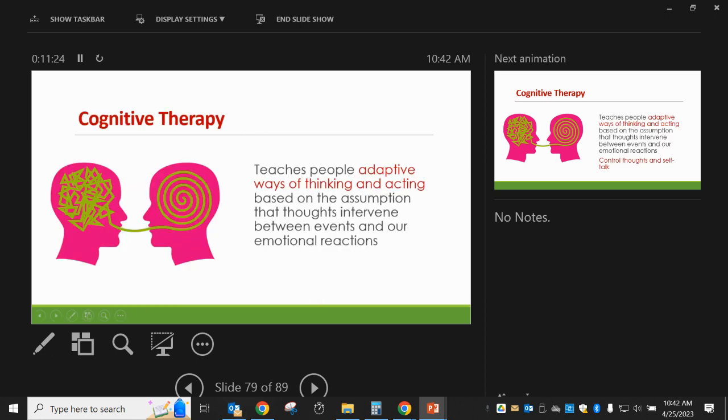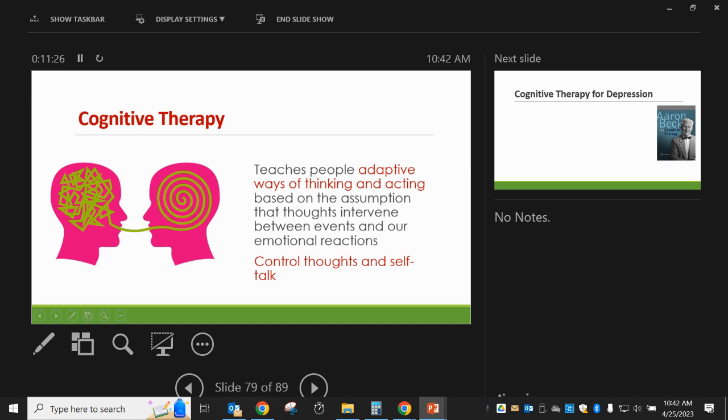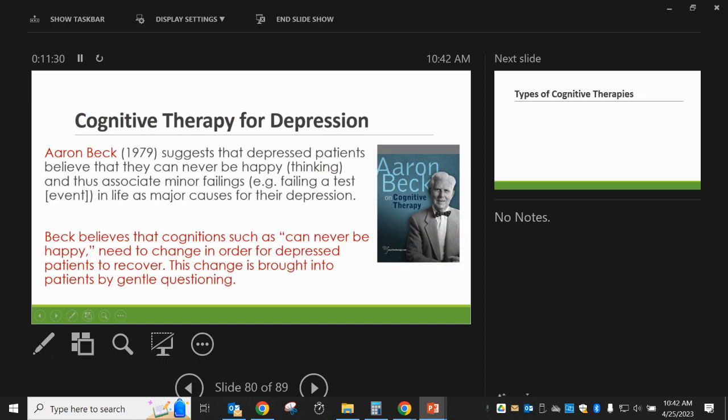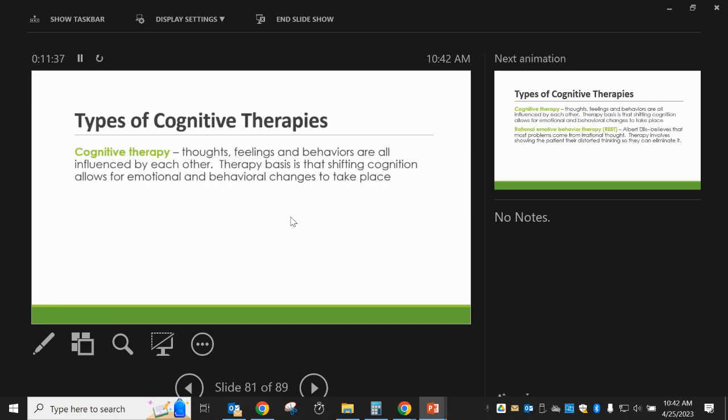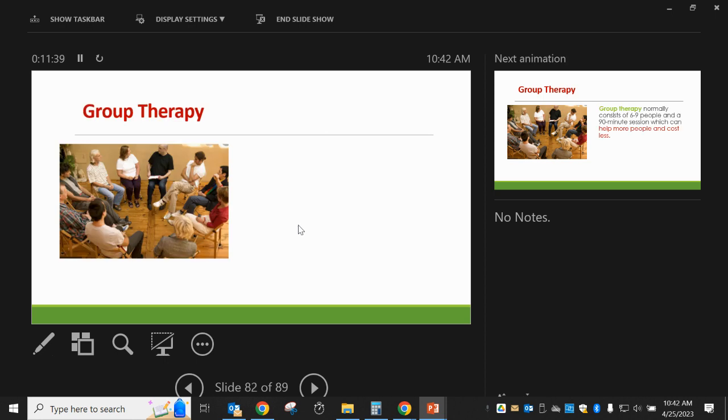Cognitive therapy involves changing the way people think and their self-talk, often used for depression, changing people's false cognitions like "I can never be happy" into thinking they could be happy.